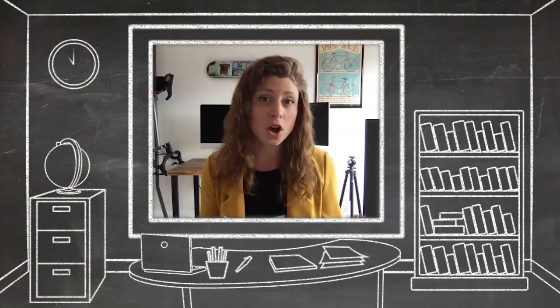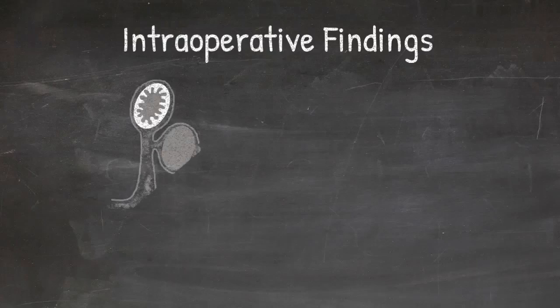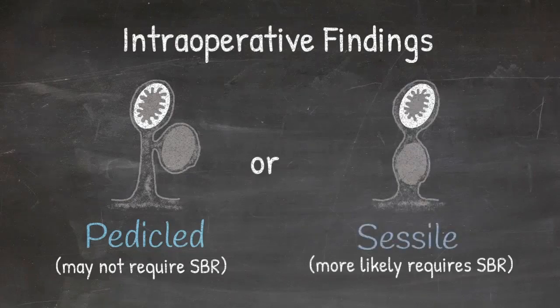Do mesenteric cysts always look the same once you're in the abdomen? Mesenteric and omental cysts can look very different depending on their location and the nature in which they are attached to the bowel. They can be pedicled, which is an easier kind of cyst to resect because it may not require a small bowel resection, or they can be sessile or more incorporated within the mesentery itself. And those more sessile cysts often require a bowel resection at the time of cyst resection.